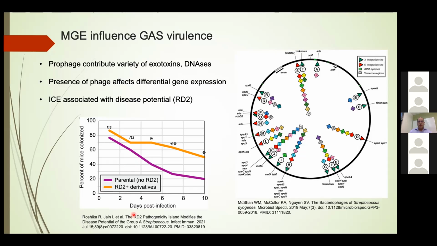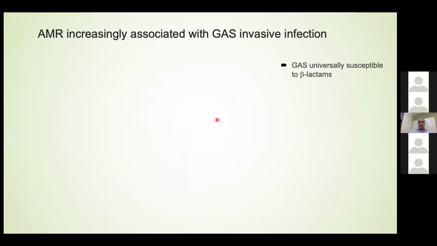And what the researchers who have characterized RD2 showed was that if they conjugatively transferred RD2 into other serotypes, these strains now had an enhanced ability to colonize a mouse model of vaginal infection, showing that clearly ICE is contributing some sort of virulent phenotype to GAS. So this gets us to my part of the story, which looks at the association of antimicrobial resistance with ICE and virulence.